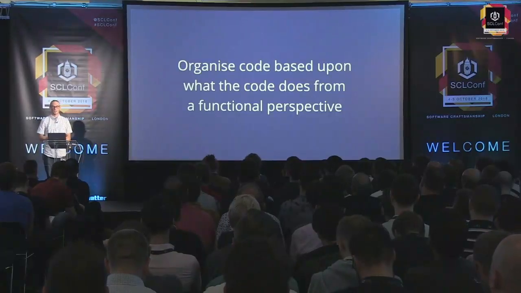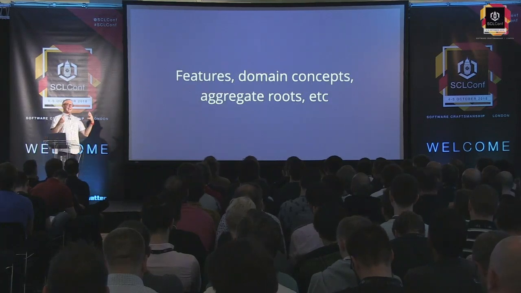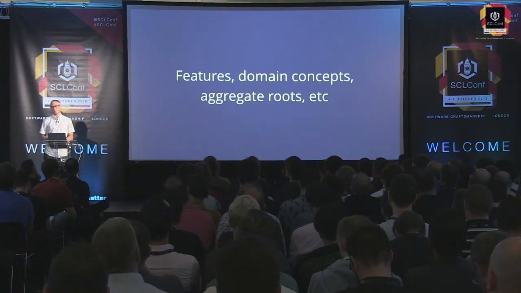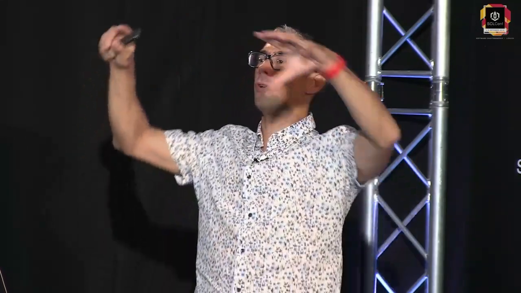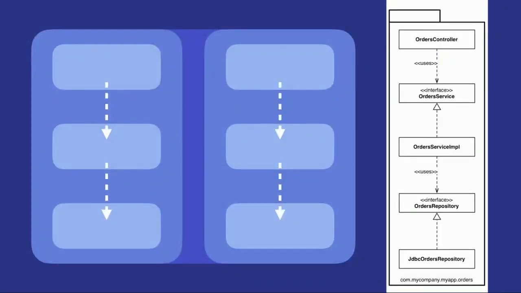This is probably what I see a lot of people doing these days. What we're trying to do here is organize code by feature or functional grouping. So it's a kind of vertical slicing instead. How do you organize your code? It's up to you. There's lots of ways to do this. You can organize it around feature groups or domain concepts or DDD aggregate roots and so forth. It's a kind of top to bottom slicing. So we might have all of our orders related code in an orders package in Java, for example.